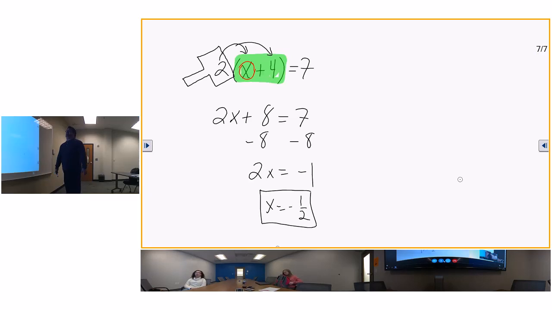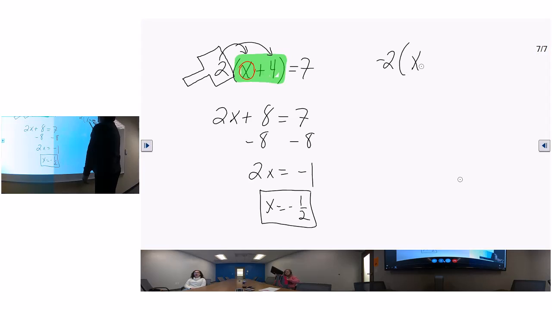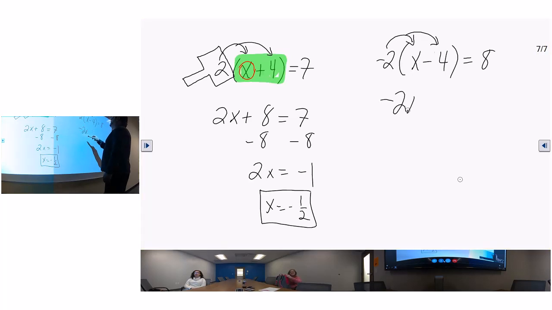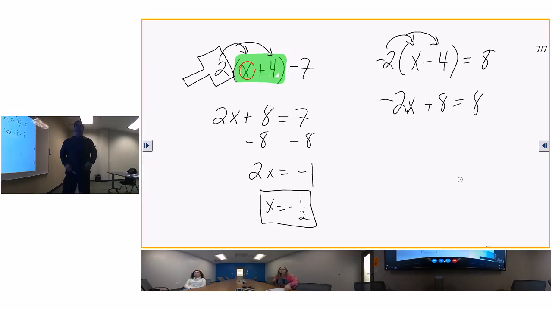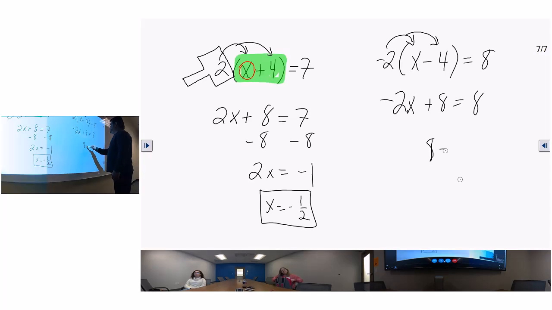Now, what happens if I have a negative in front of it? It changes everything. What's a negative 2 times x? Negative 2x. And what's negative 2 times negative 4? Positive 8. And it changes everything. I'm going to bring that 2x over. 8 is equal to 8 plus 2x.